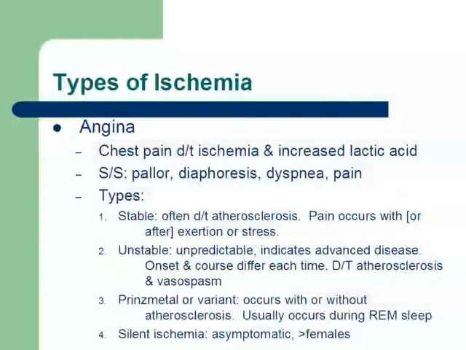There are different types of angina. Stable angina is most often due to atherosclerosis. This is when pain occurs with or after exertion or stress. Unstable angina is unpredictable. You don't know what causes it necessarily, or when it's going to happen.